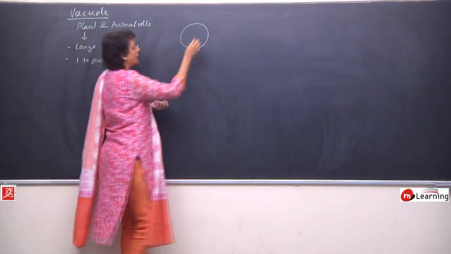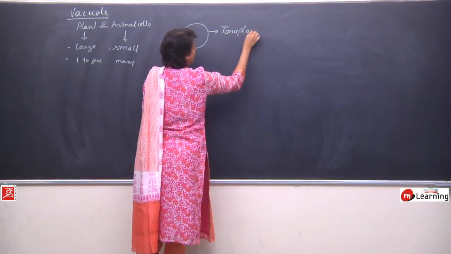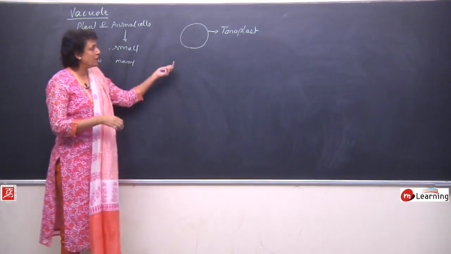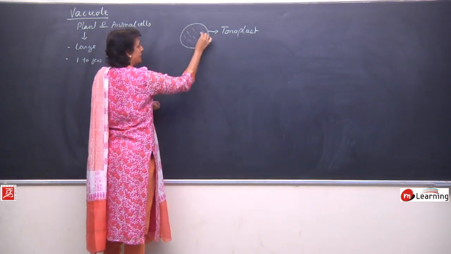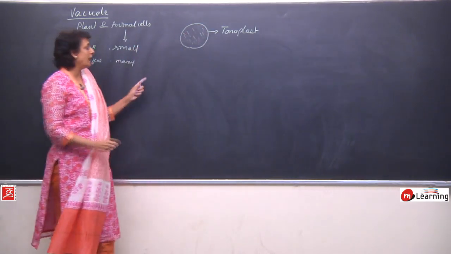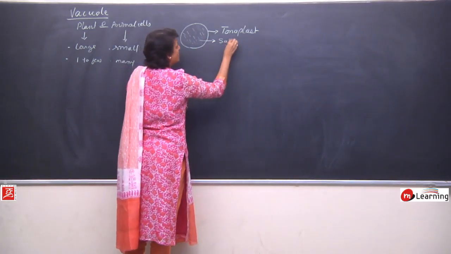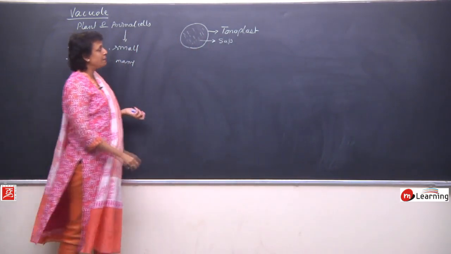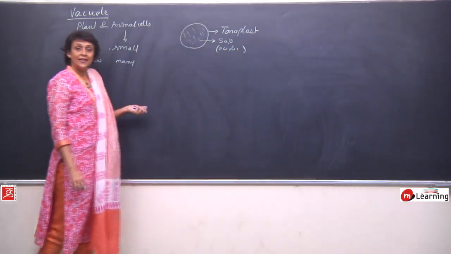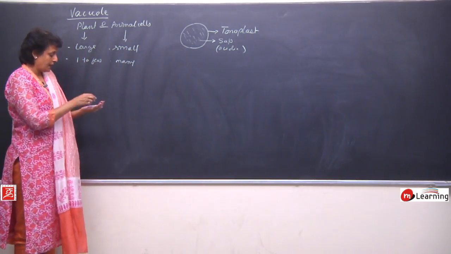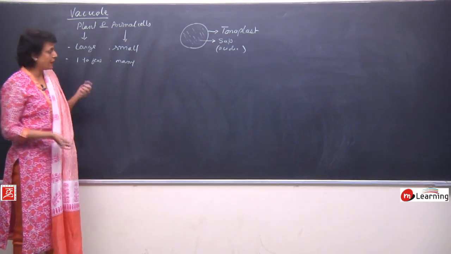The membrane of a vacuole is known as tonoplast. It's a typical plasma membrane type of structure known as tonoplast. The things which are filled inside are different, but we are talking about a general vacuole. So most of the time when the term vacuole alone is used, it has sap inside. And this sap is normally acidic in pH.